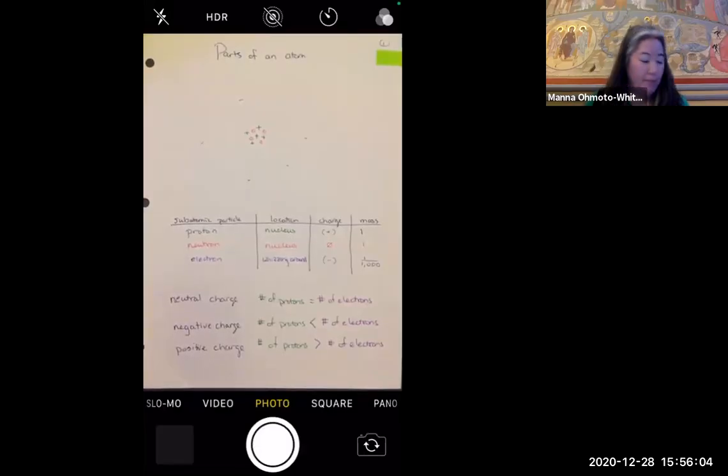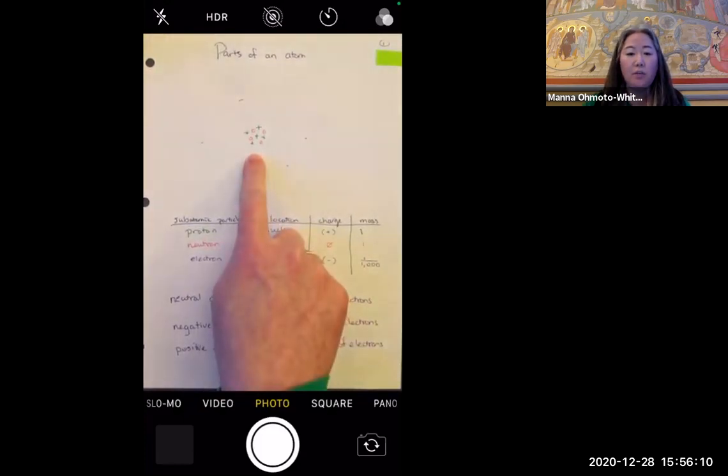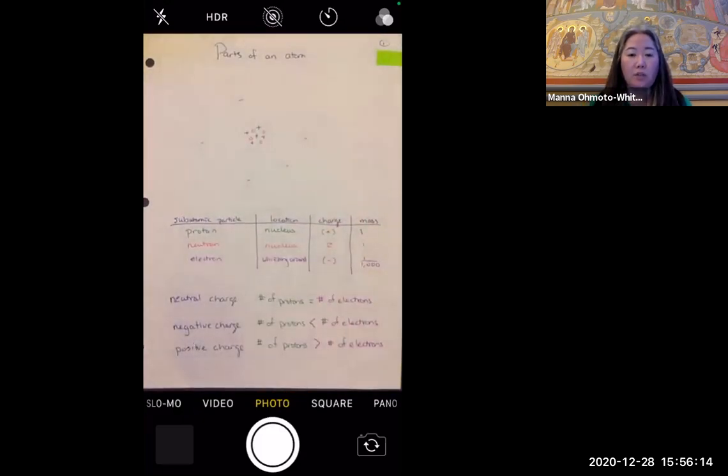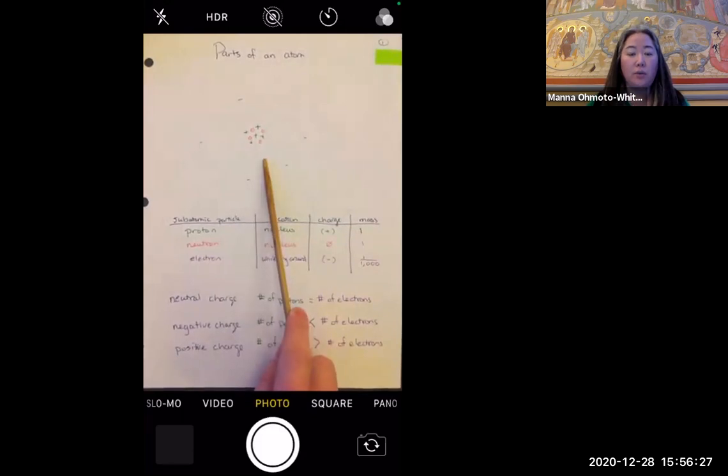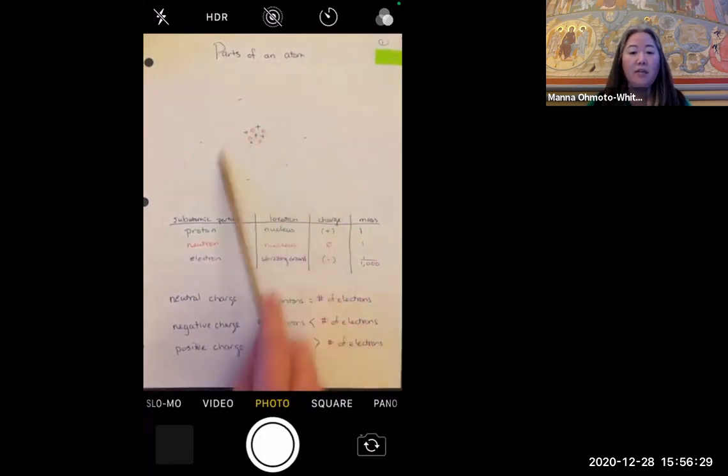Parts of an atom. An atom is made up of three subatomic particles. We have the nucleus, which has a concentration of positive and neutral particles, and around it are whizzing the electrons. Here's the chart that shows the subatomic particles. The protons, which are in green, have a positive charge and a mass of 1. The neutrons are also in the nucleus, and they have no charge. Then you have the electrons that are whizzing around.